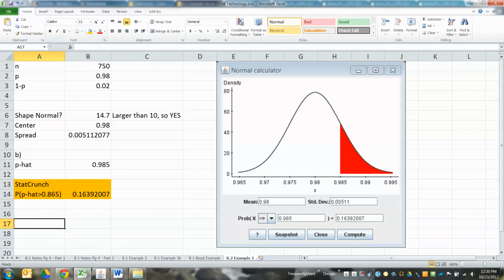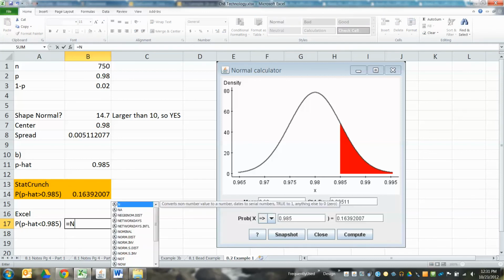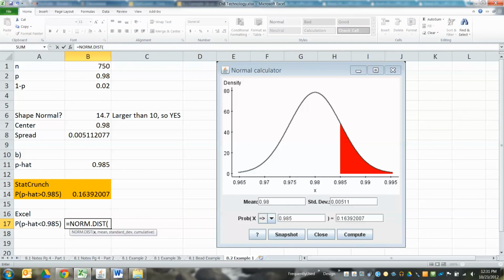Now, what about Excel? How would Excel do this? Well, remember, Excel doesn't find the right area very easily. It finds the probability that p hat is less than 0.985. Oops, I typed that wrong. Must have my numbers in the wrong place. 0.985. There we go. All right, so it finds that easily with norm dist. You go equal norm dist. Now it helps if you have your values already typed in. So you can say, okay, I want 0.985, comma, my mean is 0.98, comma, my standard deviation is this ugly thing, 0.005, blah, blah, blah, comma, true.